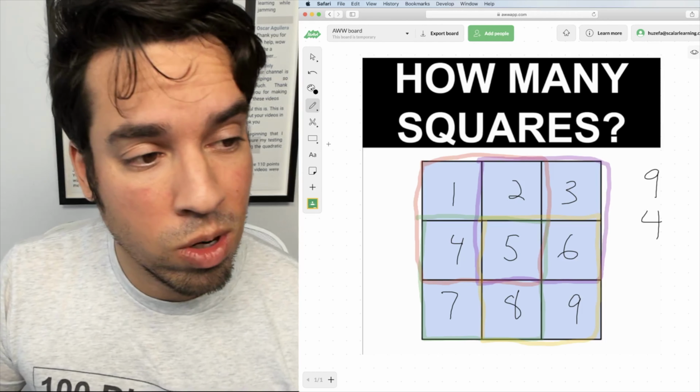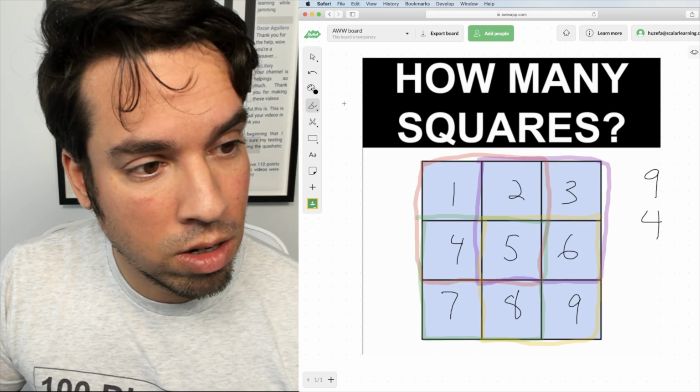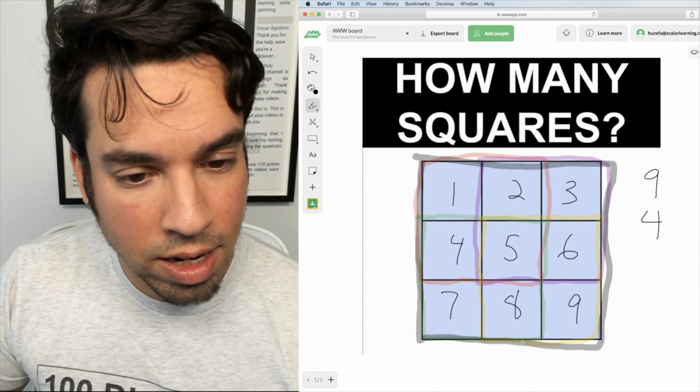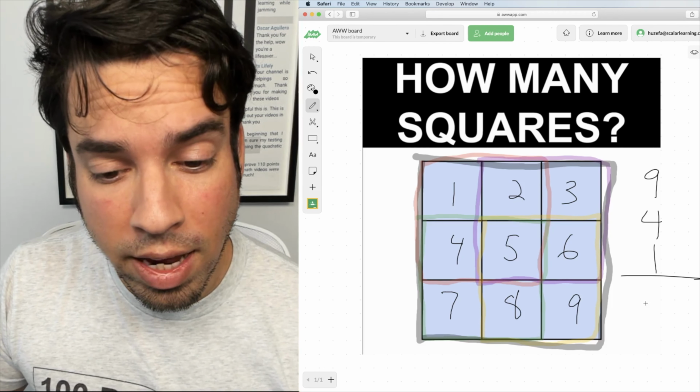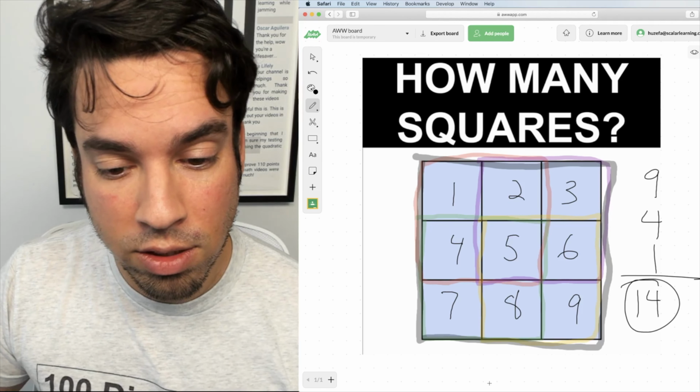And then the last square is the big dog, which of course is that whole giant 3 by 3, which gives us a total of 14 squares.